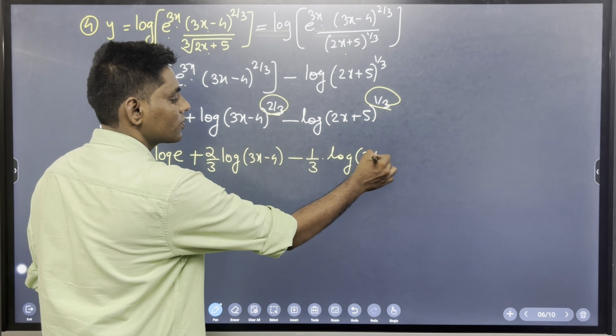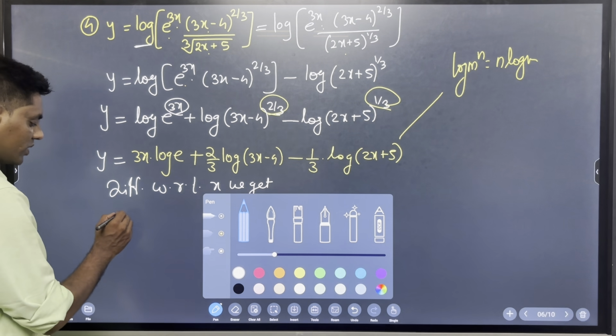Only the last step is remaining, just take the derivative. After taking the derivative, we get the final answer. So differentiate with respect to x, we apply d by dx on both sides, and after that just take the derivative.